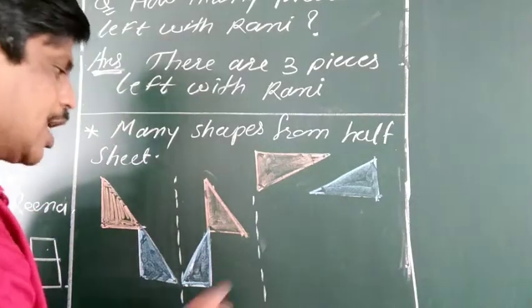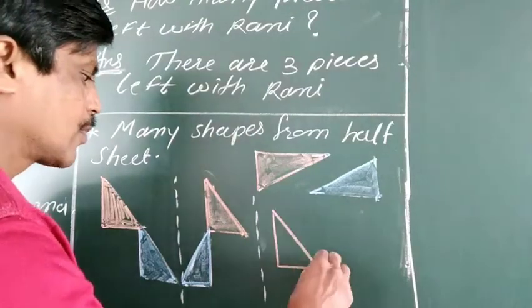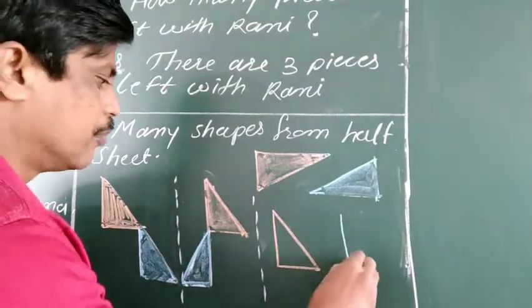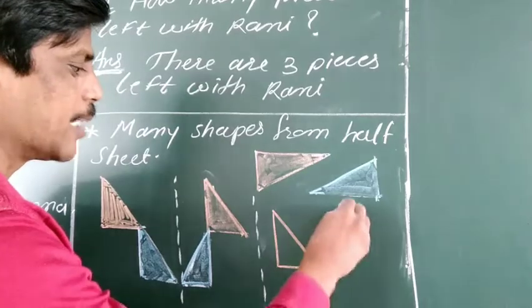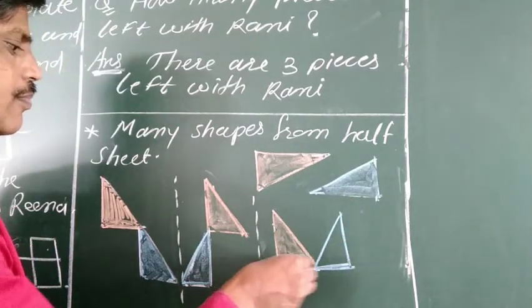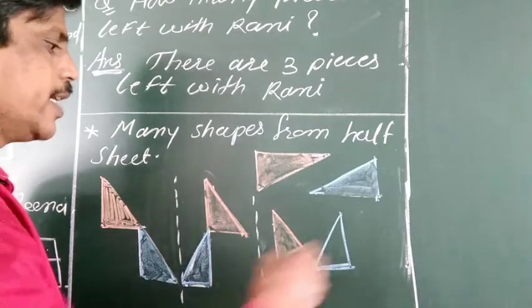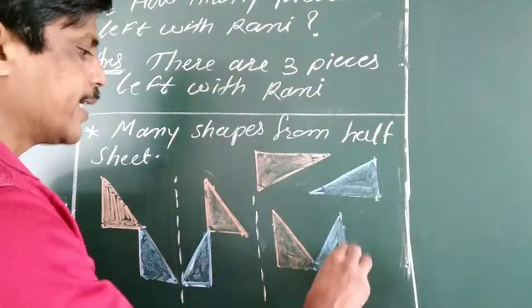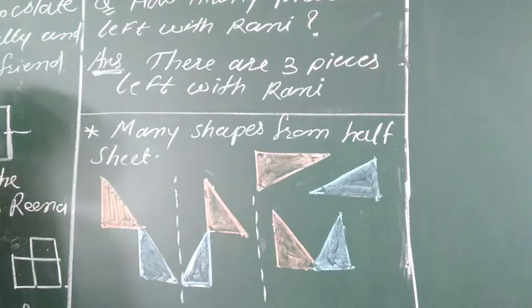See, this is also one half, and this is another half. By joining these 2 halves, we can make the shape like this. We have made this kind of shape here. So this way, different shapes we can form by joining these 2 half pieces.